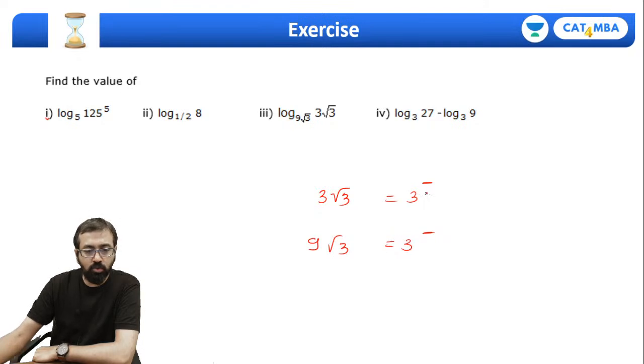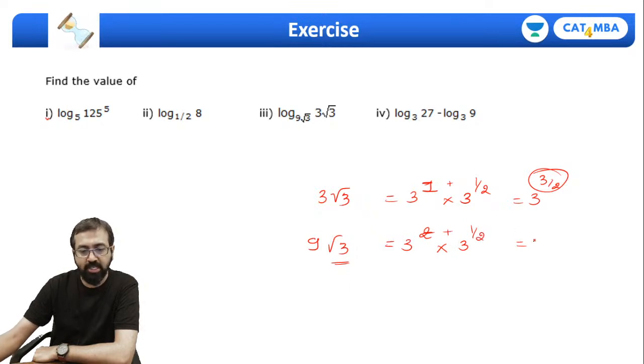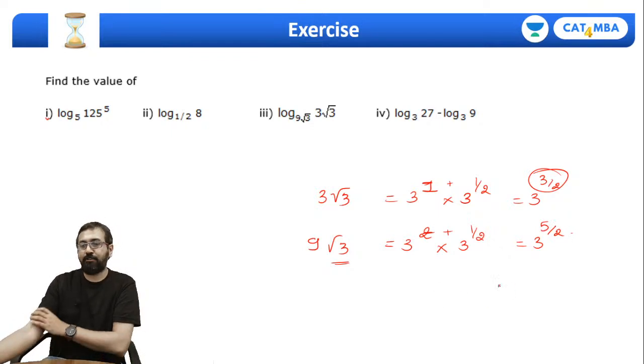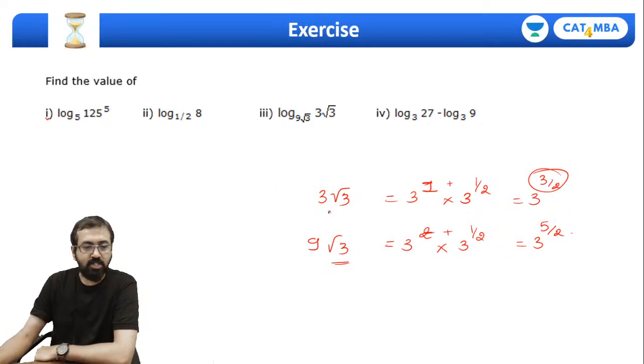Right? So 3 root 3 means 3 raised to 1 into 3 raised to 1 by 2. So these two powers will be added. So this will be 3 raised to 3 by 2. Same way, 9 is 3 square into this root 3, which is 3 raised to 1 by 2. So 2 plus 1 by 2, quickly it's 3 raised to 5 by 2. Isn't that so? Everyone? Yeah, that's correct.